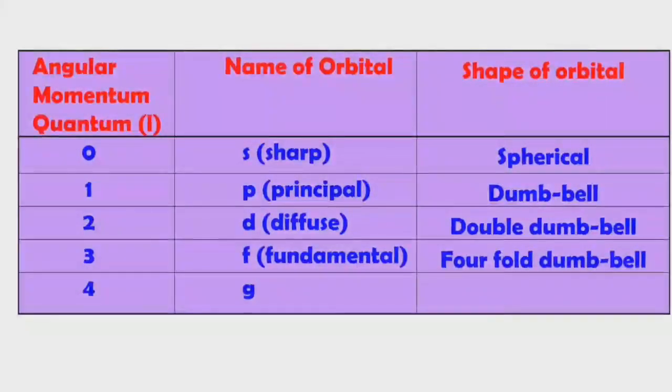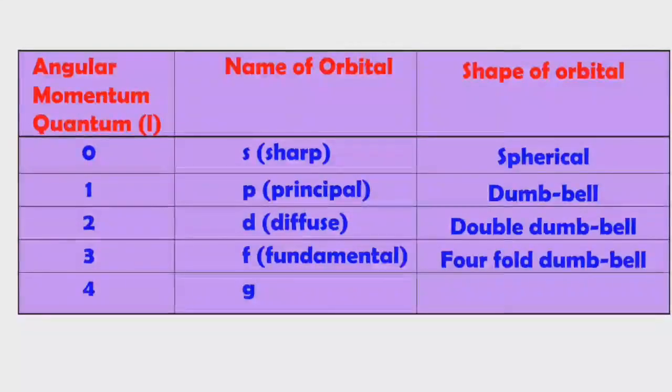Here angular momentum L equal to 0 indicates s orbital. S for sharp. It is spherical in shape. And L equal to 1 indicates p orbital. P for principal. It is dumbbell in shape. L equal to 2 indicates d orbital. D for diffuse. It is double dumbbell in shape.